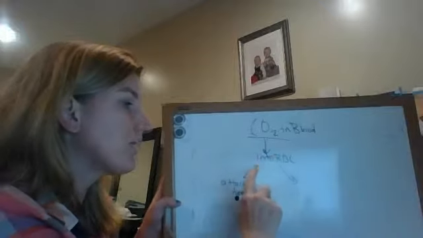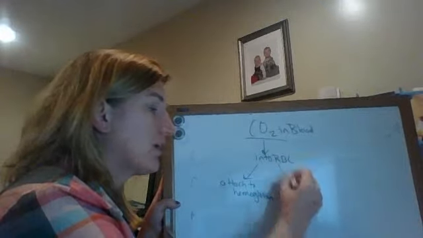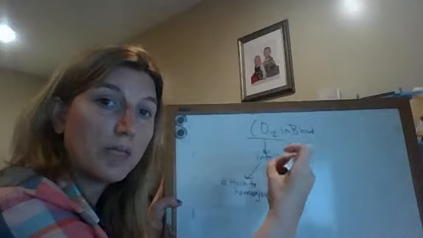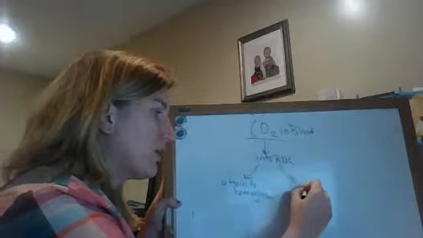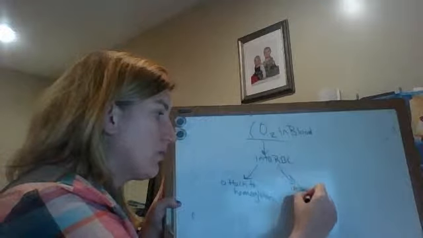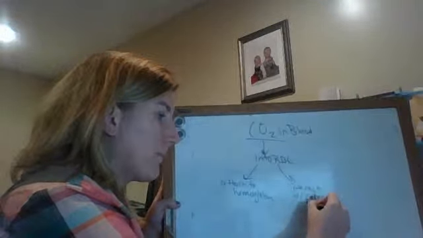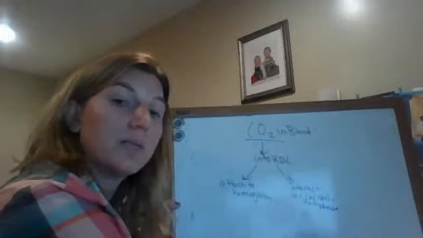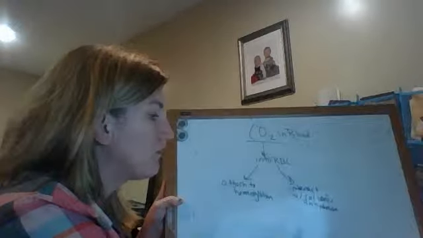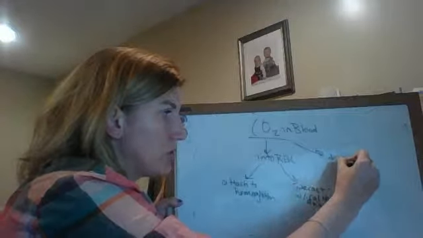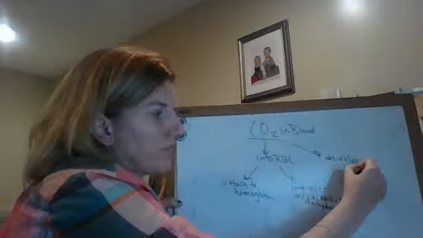Or it could interact with, again, this is in the red blood cell, the red blood cell itself has an enzyme called carbonic anhydrase. So it could interact with carbonic anhydrase. I'll show you that reaction in a minute. Or it could dissolve in the blood plasma.